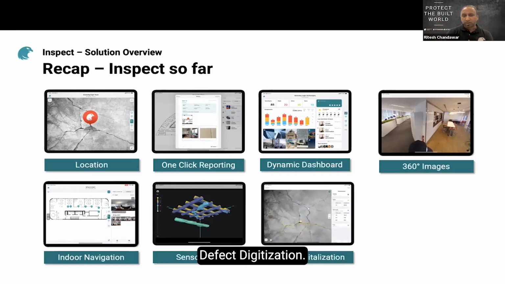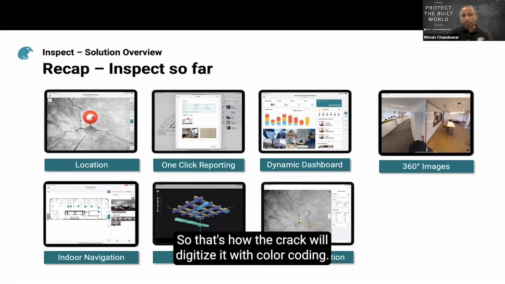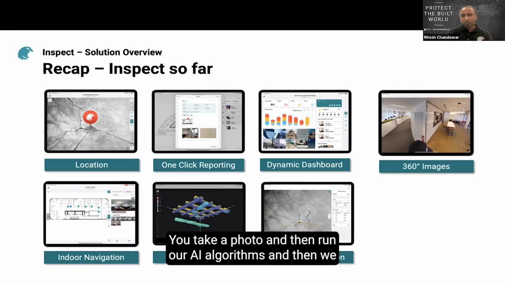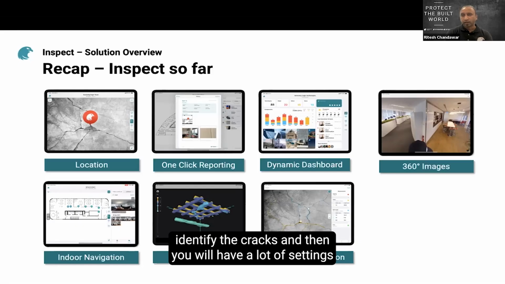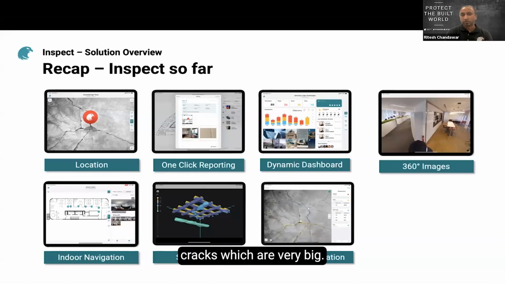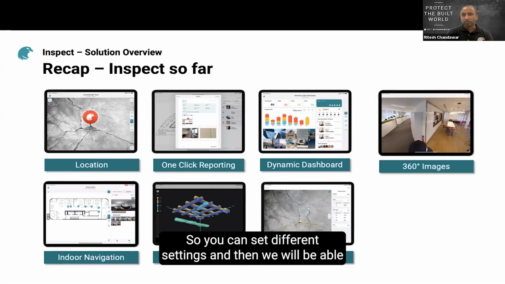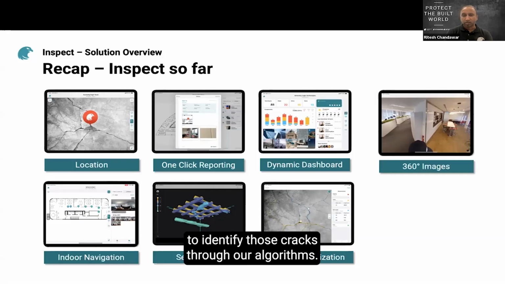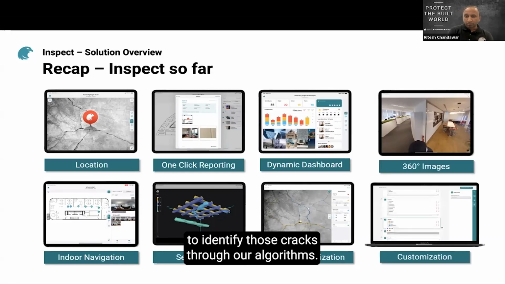Defect digitization. That's how we digitize the cracks with color coding. You take a photo and then run our AI algorithms, and then we identify the cracks, and you will have a lot of settings there. If you really want to see a very minute crack, or just the cracks which are very big, you can set different settings, and then we will be able to identify those cracks through our algorithms.